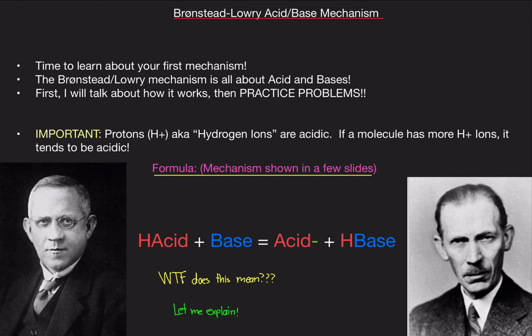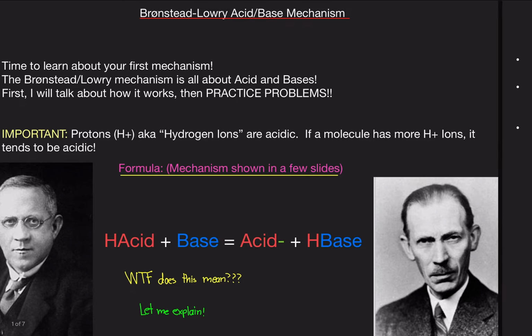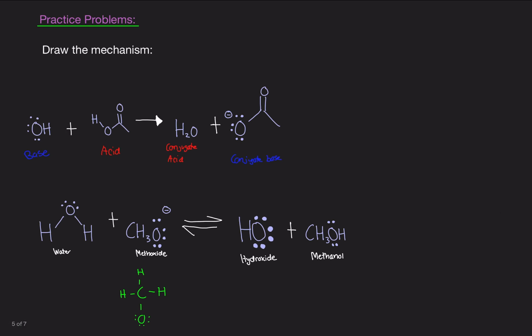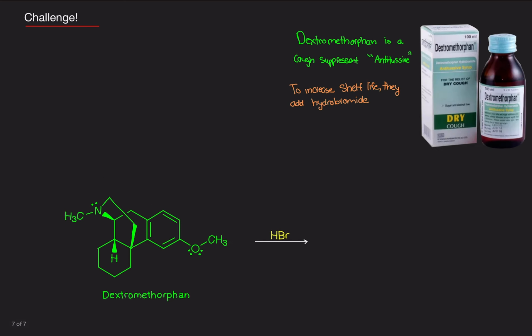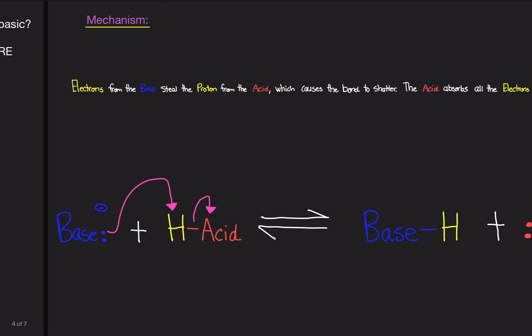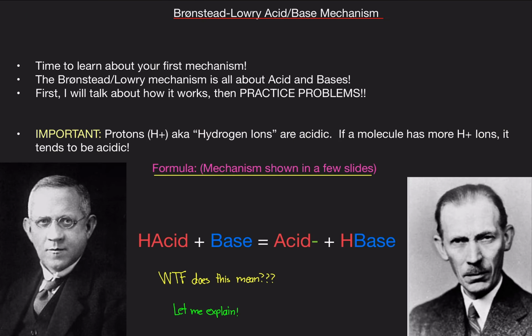Alright, welcome back. In this video, we're going to go over the Bronsted and Lowry acid-base mechanism. We're also going to be doing a lot of practice problems in this video, so you get a good idea of what these mechanisms look like, and so you can be ready for your exam. I also threw in a challenge problem, which we're going to do at the end of the video, just in case your professor likes to be a little bit difficult.